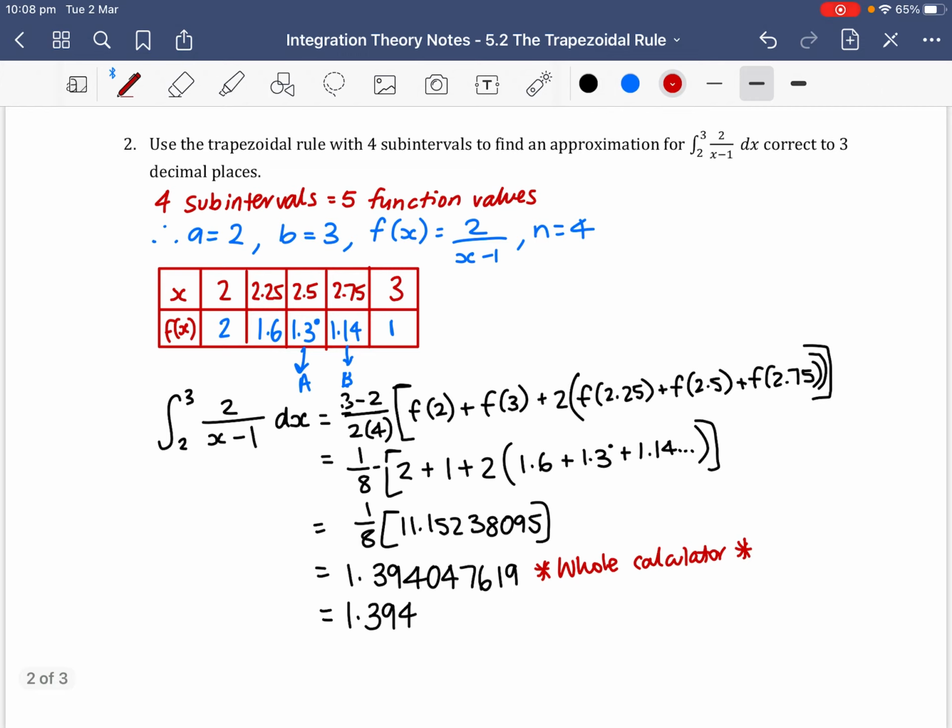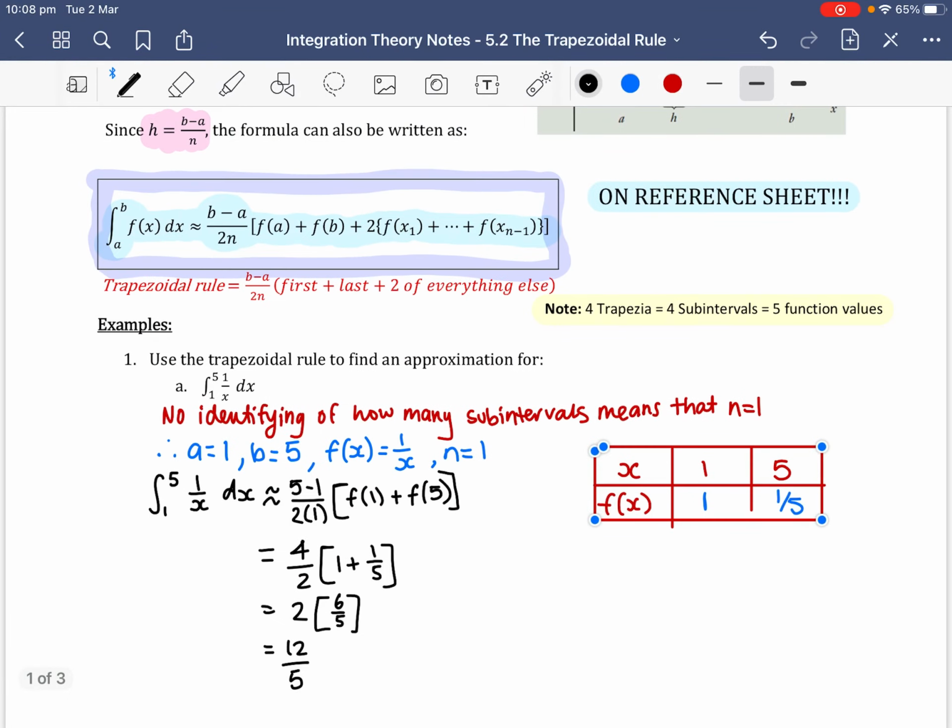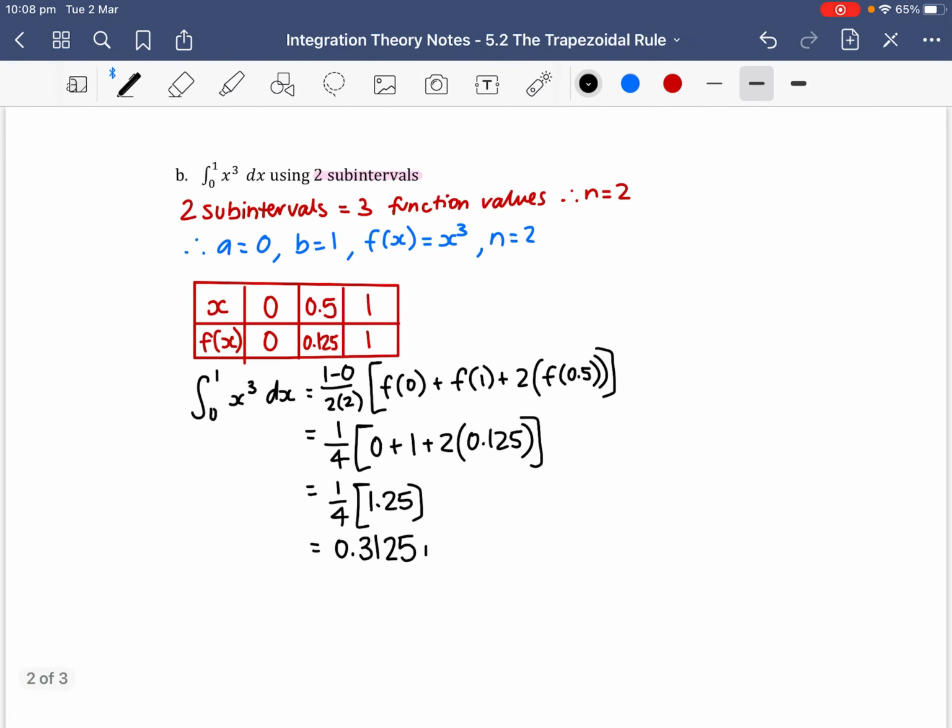Now when we're talking about the approximation, we're talking about the approximation of the area under the curve, so we really should be writing units squared at the end of our examples. So just go back and do that for me.